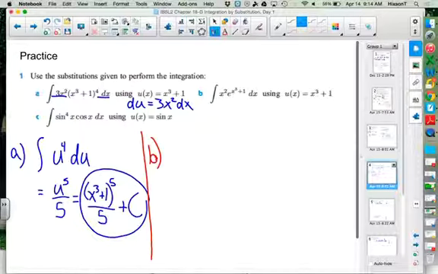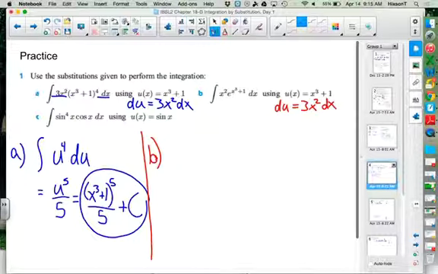Alright, let's look at B though. We have the same u in this case. Notice our inner function is this exponent of e. It's e to the u. So again, du is going to equal 3x squared dx. So here's one like the one we were just talking about. I only have an x squared dx.